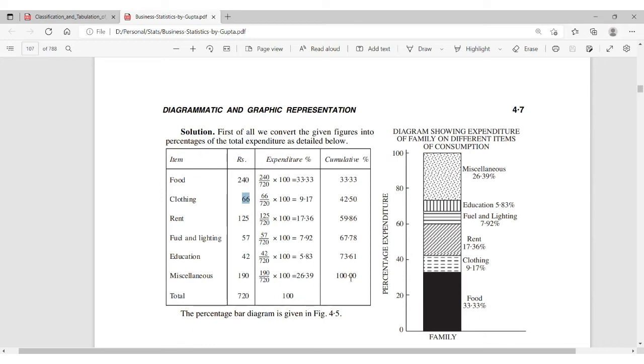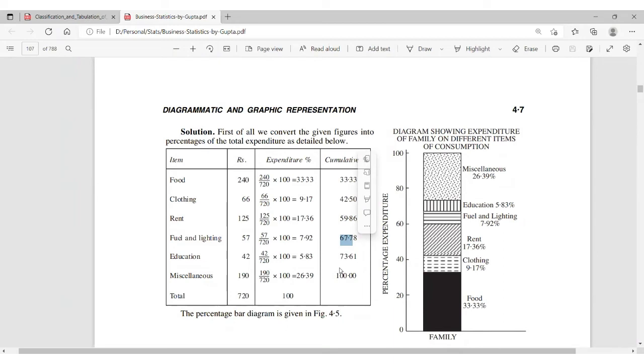Now, with the help of this percentage, we find the cumulative percentage. The cumulative percentage is 33.33 as it is. Then add 33.33 with 9.17, which comes to 42.5. 42.5 plus 17.36 is 59.86. 59.86 plus 7.92. Similarly, this plus this comes to 73.61, and plus this, it comes to 100%.